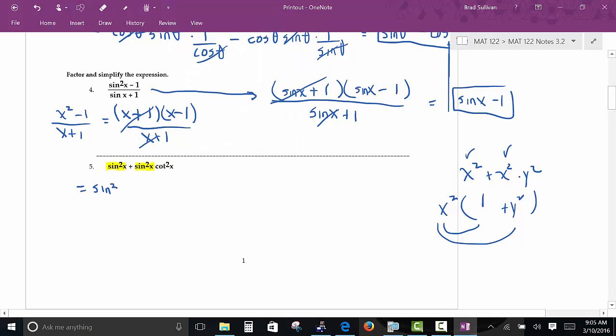Take the sine squared out, put a parenthesis. Now what goes in the parenthesis? What goes there? 1. And what goes here?